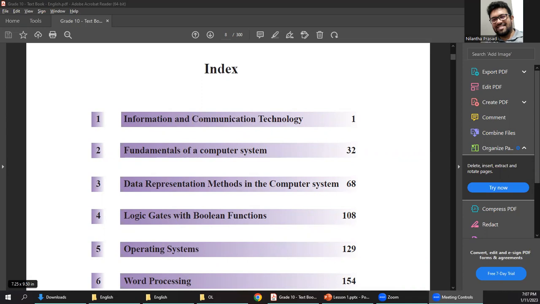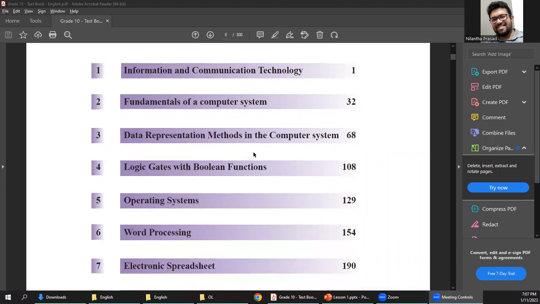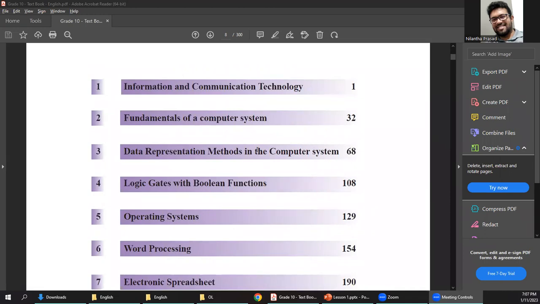Good evening. We will start with the syllabus and the contents we have for year 10, or grade 10. Mainly we have to discuss the basics first. I hope you can see the screen as well as me on the screen, right? The first thing is the basics and applications of information and communication technology. Then we come to the fundamentals of the computer system, where we will be discussing certain components.